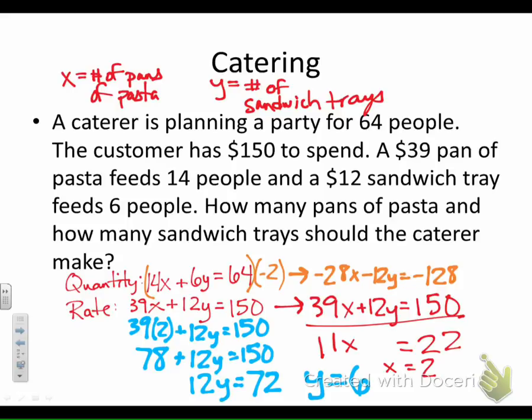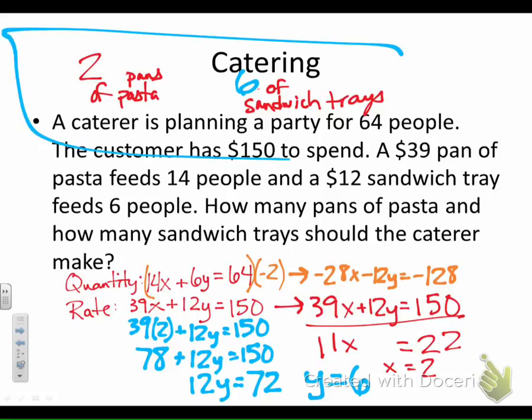Y being 6. So we end up getting, I'll erase this up here, two pans of pasta, and then 6 sandwich trays. That's how we get our answer.